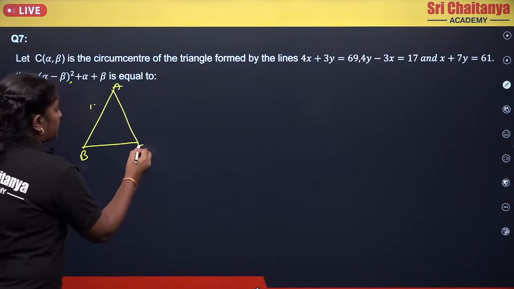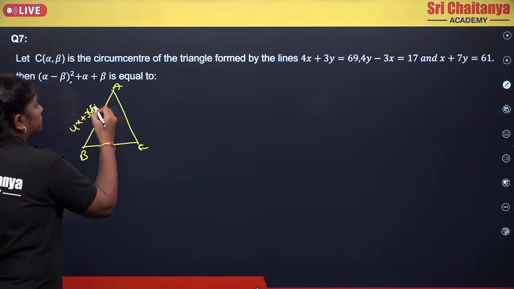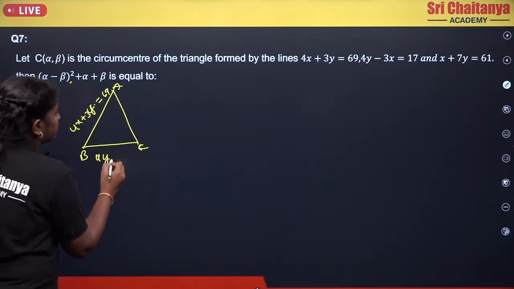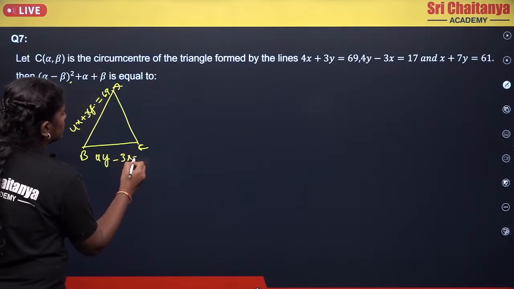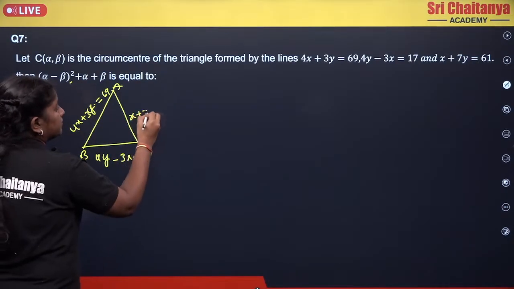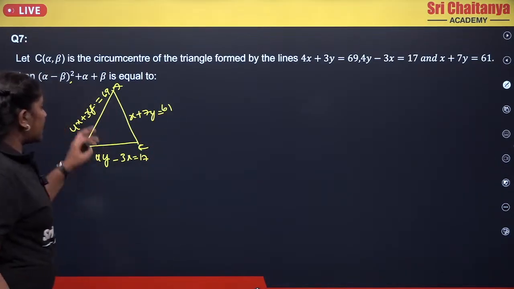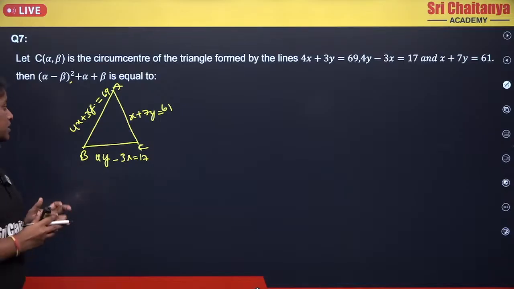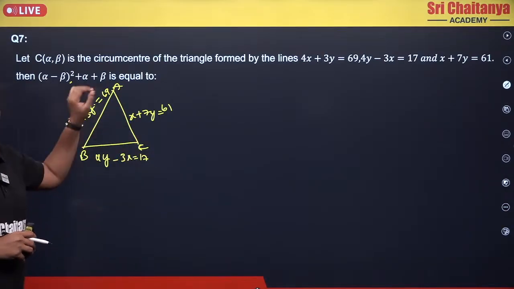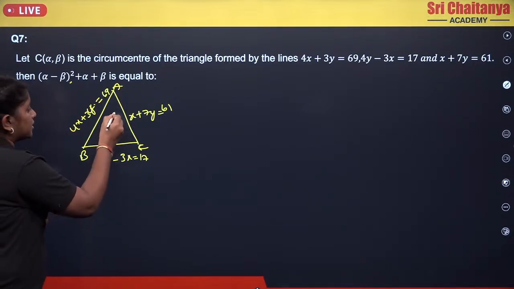which is your ABC with the sides 4x plus 3y equals 69, and next 4y minus 3x equals 17, x plus 7y equals 61. Okay, we are having these three equations. Now simplify them in order to get your ABC. Understood? So after getting your ABC, let's consider S is your circumcenter.